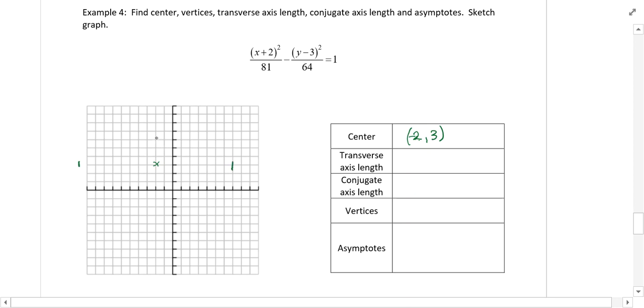And 1, 2, 3, 1, 2. If you didn't want to be off the graph paper, you could also have made your scale different, but I didn't really want to do that. It's only off by 1. It's all good.